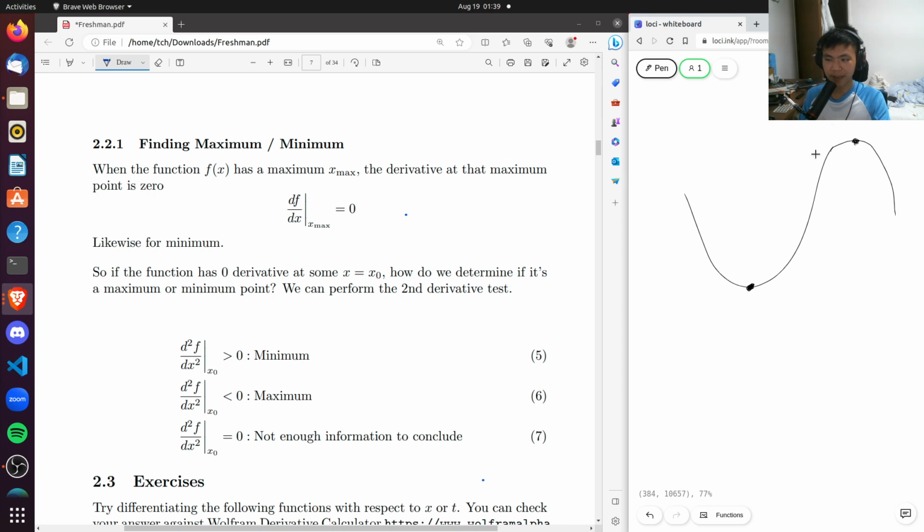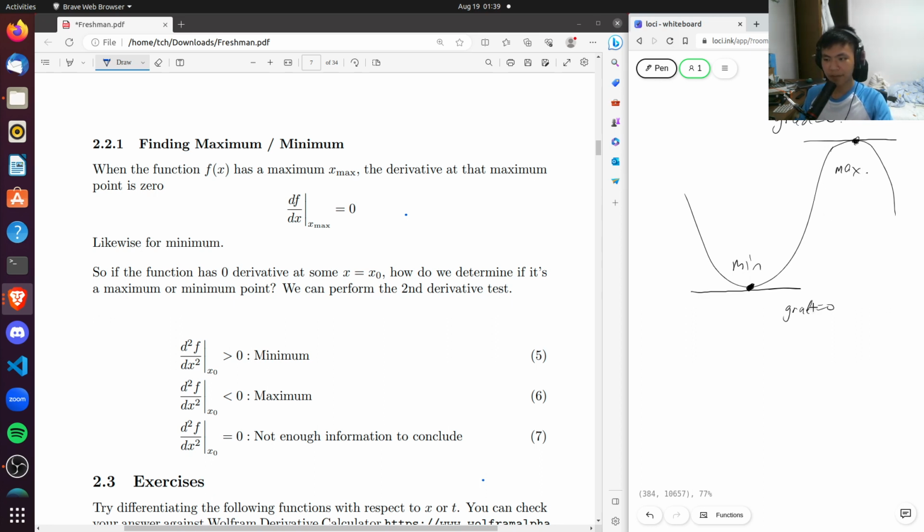And the observation is that at the minimum and maximum, the gradient of the tangent line is 0 because the tangent line is horizontal. So the gradient for both minimum and maximum points is 0. So yeah, that's for minimum and maximum. But the question now is how do I distinguish between minimum and maximum points?